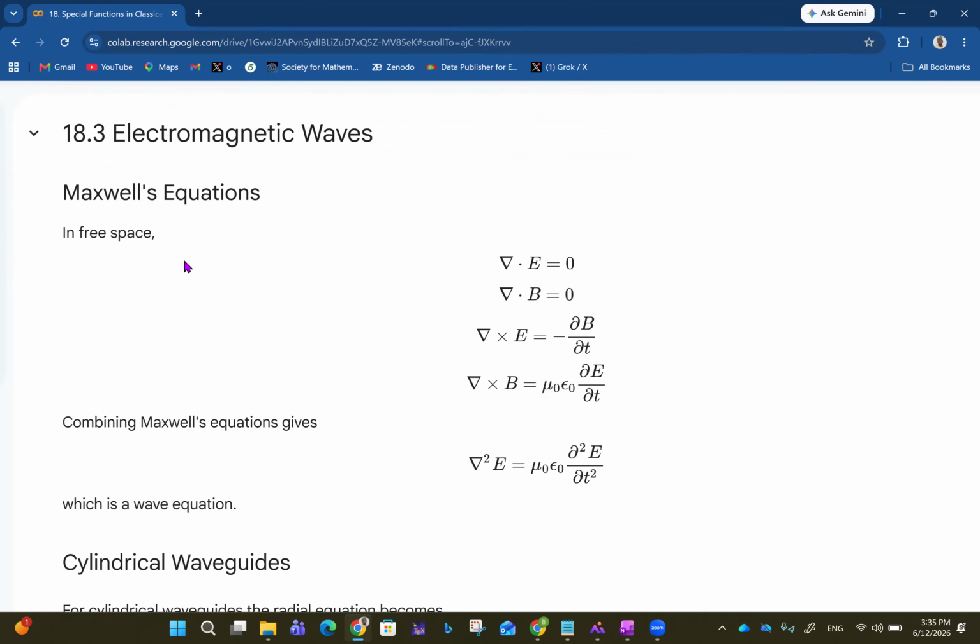So for Maxwell's equations, we're talking about special functions in classical physics. Maxwell's equations are very useful when you talk about electromagnetic waves. So in free space, we see that ∇·E is 0, ∇·B is also 0, such that ∇×E is now -∂B/∂t, and ∇×B is μ₀ε₀ ∂E/∂t. Combining Maxwell's equations then gives ∇²E = μ₀ε₀ ∂²E/∂t², which is a wave equation.